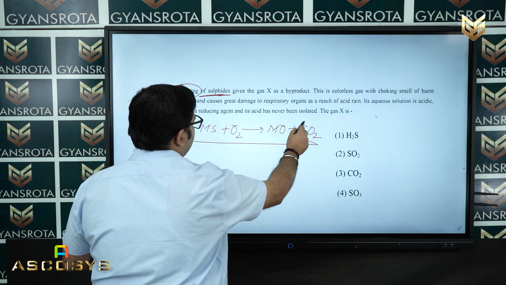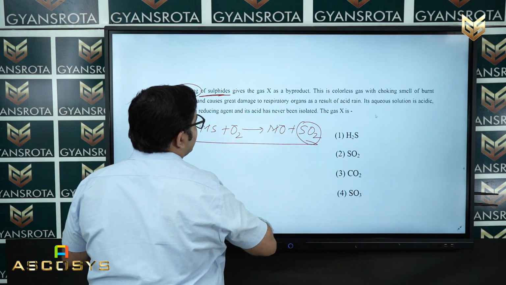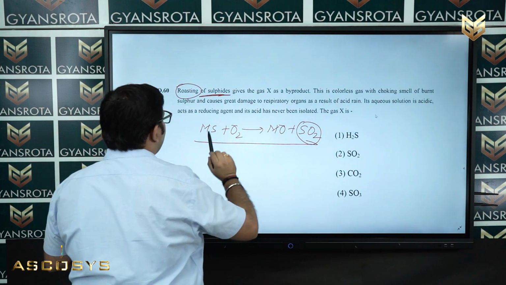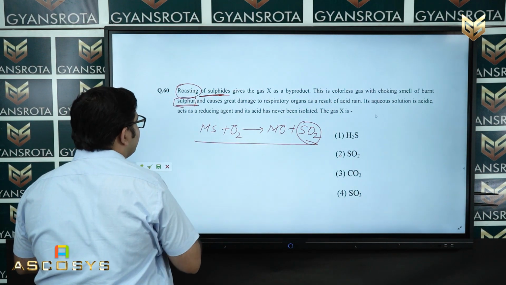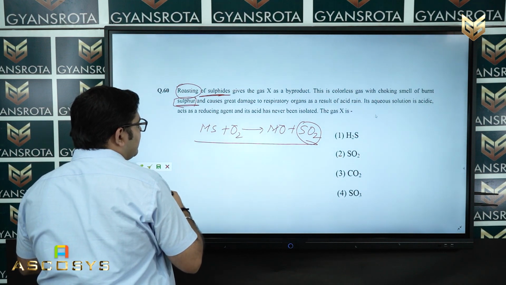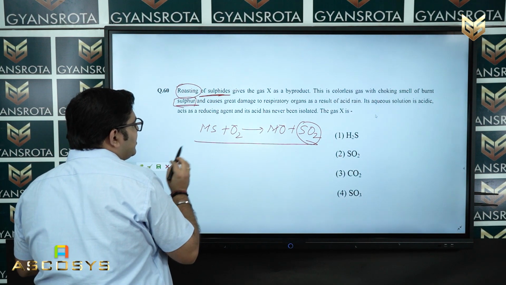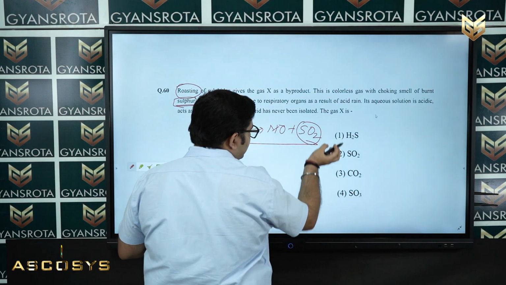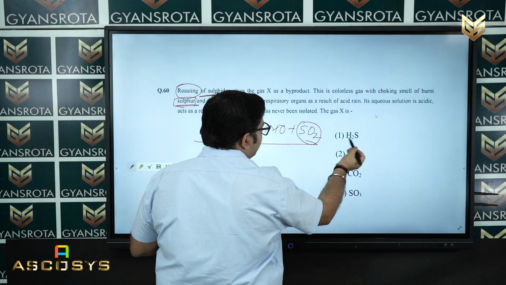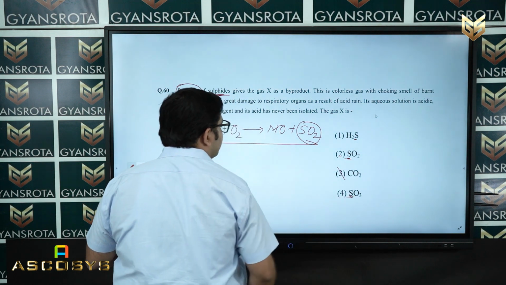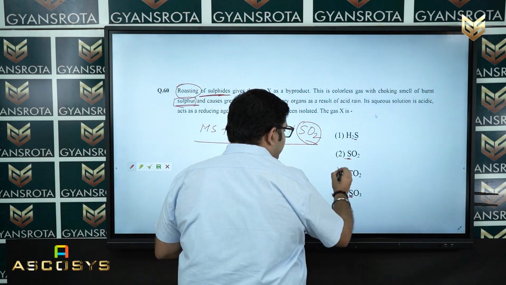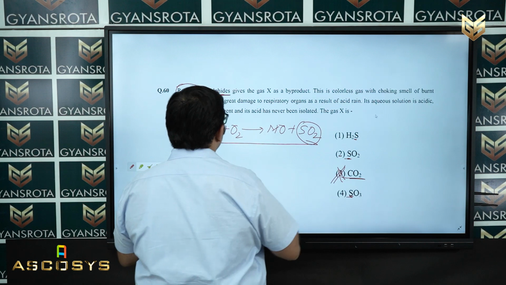So, among these only your colorless gas sulfur dioxide has a choking smell of burnt sulfur. Okay. Sulfur, they are mentioning here already sulfur. So, if they are mentioning sulfur here, the remaining part you can neglect. If you see the options, option 1 also has sulfur, option 2 also has sulfur, and option 4 also has sulfur. So, you can remove carbon dioxide. So, this is not possible.